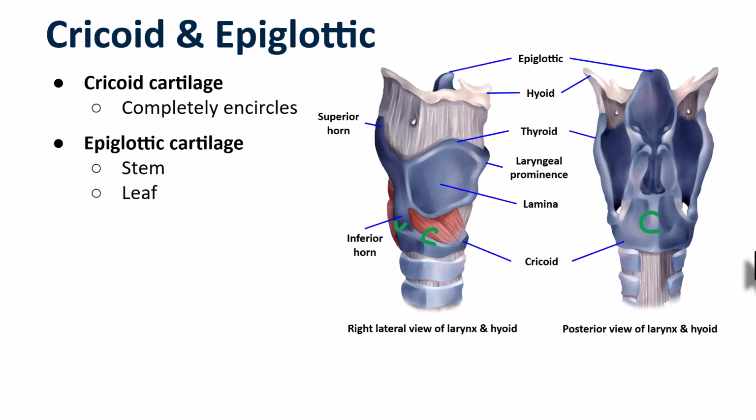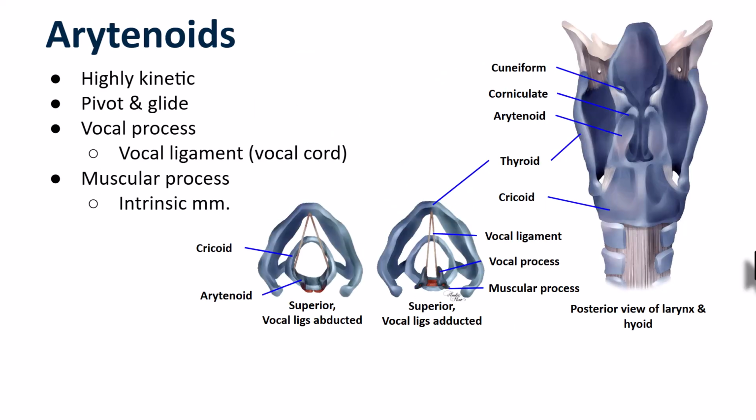Then we have the epiglottic cartilage. The epiglottic cartilage has a leaf to it. Some of these are membranes. And then a stem that comes down and articulates at the bottom with the cricoid cartilage. And then we have the arytenoids, which are the most highly kinetic cartilages of the larynx. They look like inverted cones that sit atop the cricoid cartilage, like so. So we can see the arytenoid cartilages here and there.